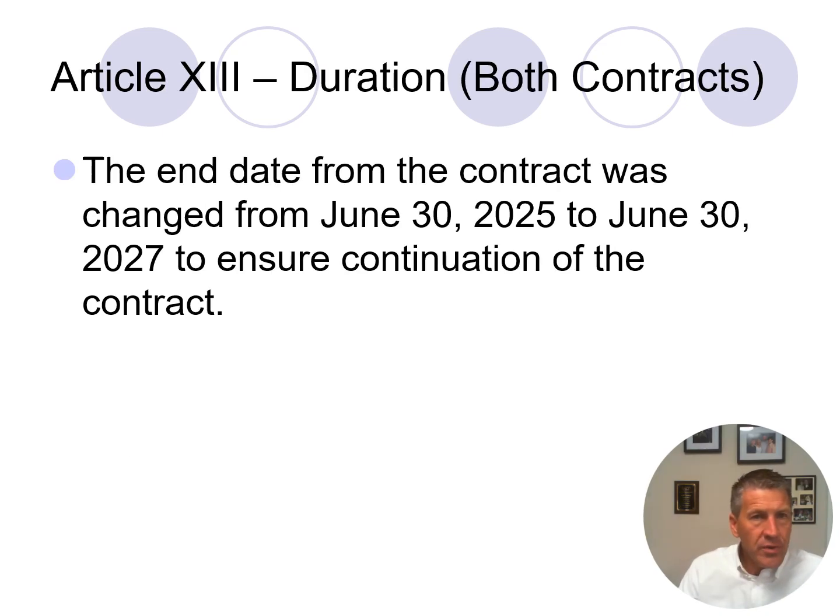We also signed a new duration page for both the SRP and the instructional contracts. What this means is that the end date from the contract was changed from June 30th, 2025 to June 30th, 2027 in order to ensure continuation of the contract.